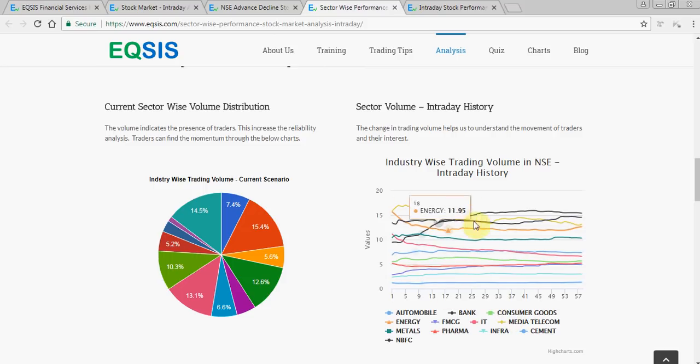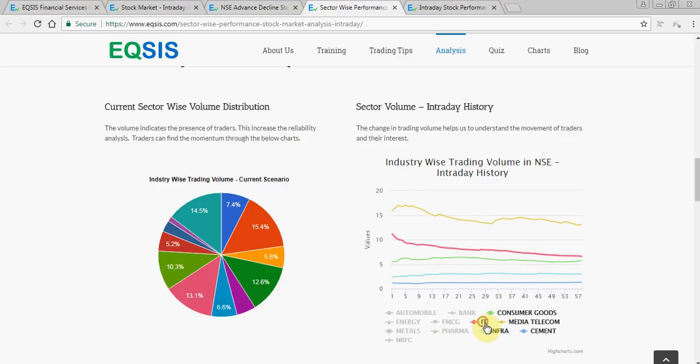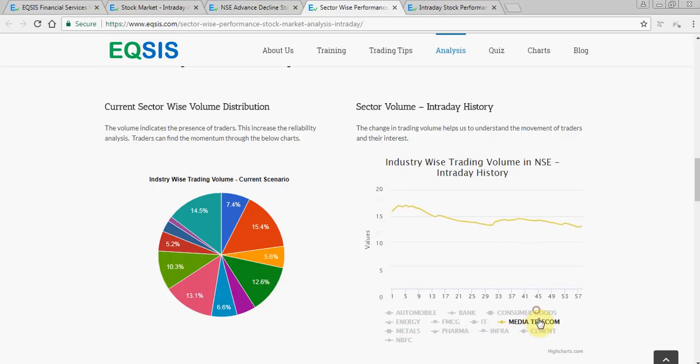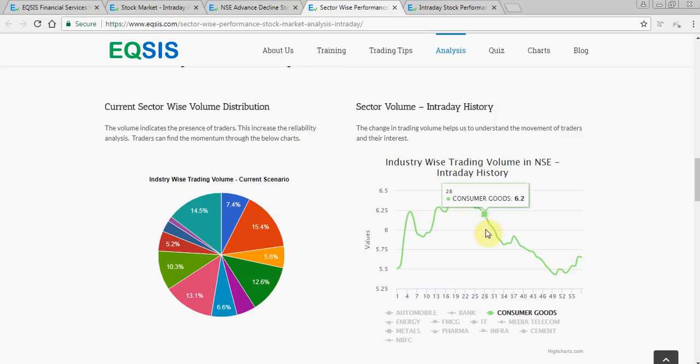But I wanted to know how the volume of the sector progressed over a period of time. So what is this all about? Is this sector over a period of time gaining more volume share, or is it losing its volume share? Okay, if you look at the consumer volume, consumer goods was actually losing it. So at this point of time, I'm not happy to trade consumer goods because it is losing its volume to something else.